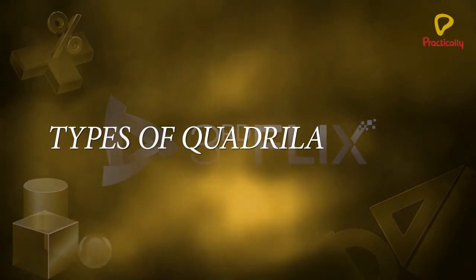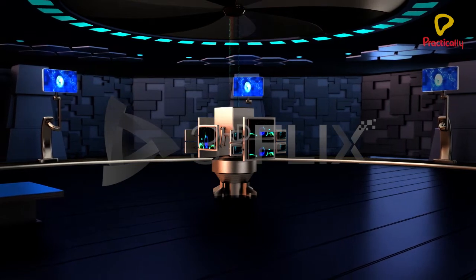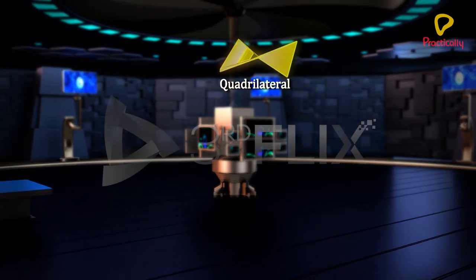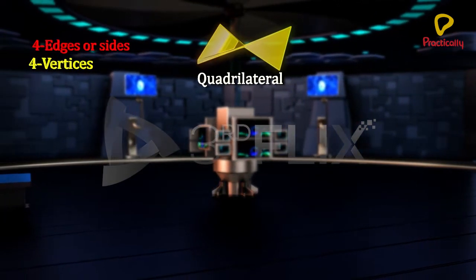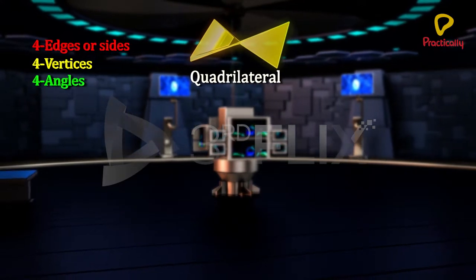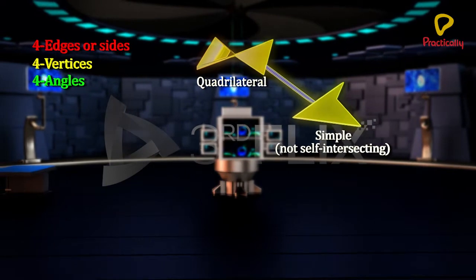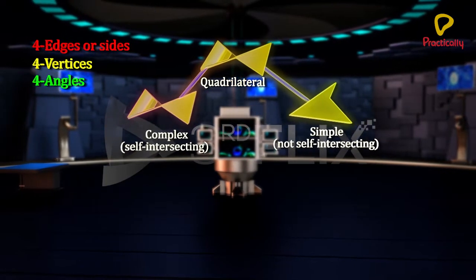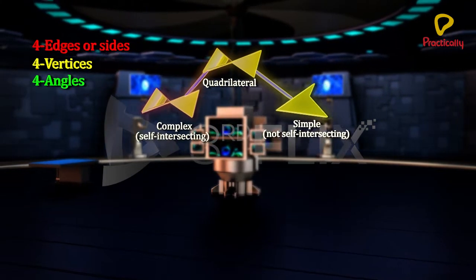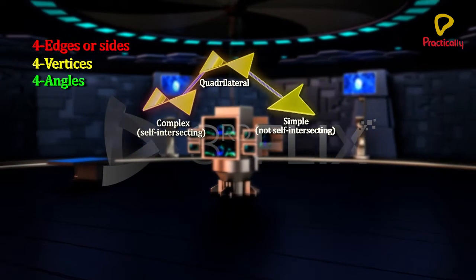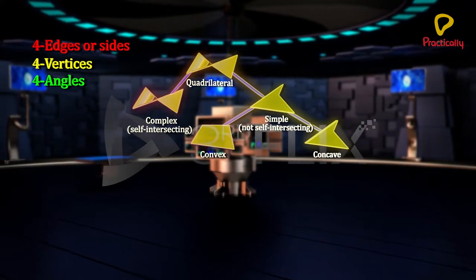Types of quadrilaterals. In Euclidean plane geometry, a quadrilateral is a polygon with 4 edges or sides and 4 vertices or corners. Quadrilaterals are simple (not self-intersecting) or complex (self-intersecting, also called crossed). Simple quadrilaterals are either convex or concave.